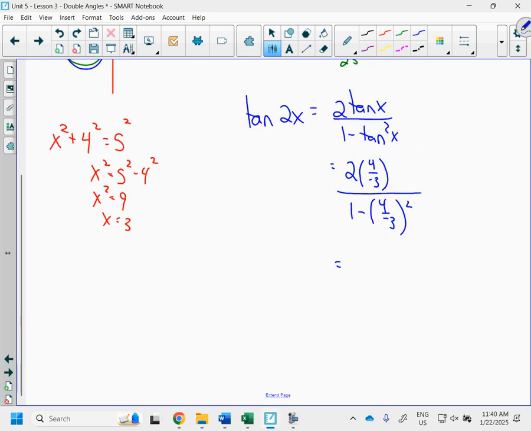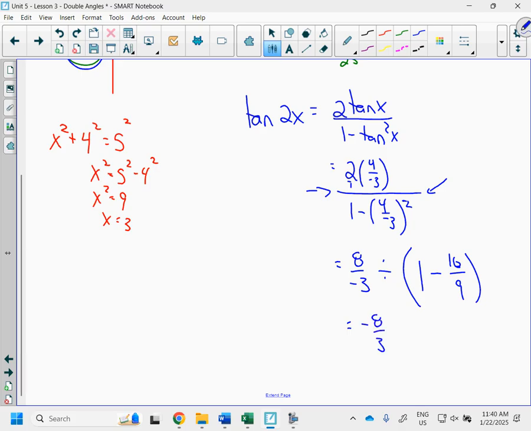So on the top, I'm going to do my multiplying. I'll get 8 over negative 3. I'm going to turn this dividing line into a dividing sign. On the bottom, I'll have 1 minus. I'm going to do my exponent. 4 squared is 16. Negative 3 squared is 9. Okay? We try to avoid this fraction over fraction business. Okay, I got negative 8/3.